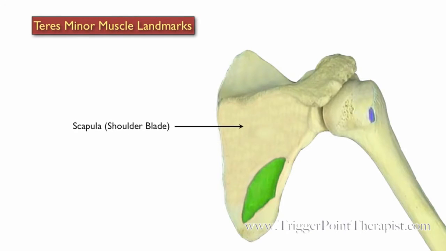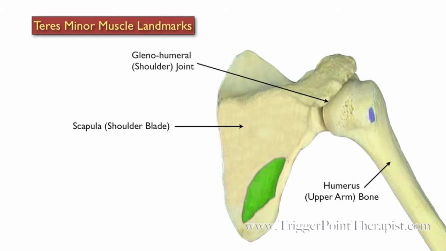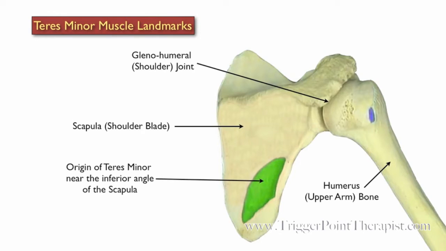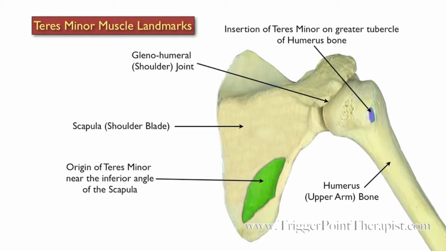Here are the landmarks for the teres minor. We have the scapula, the humerus, and the glenohumeral joint. The teres minor originates near the inferior angle of the scapula and inserts on the greater tubercle of the humerus.